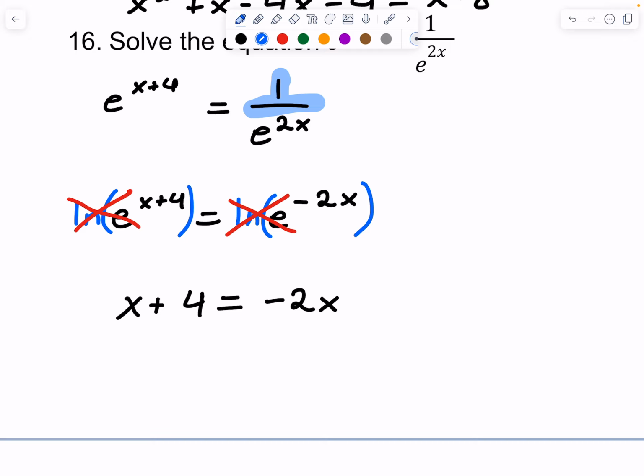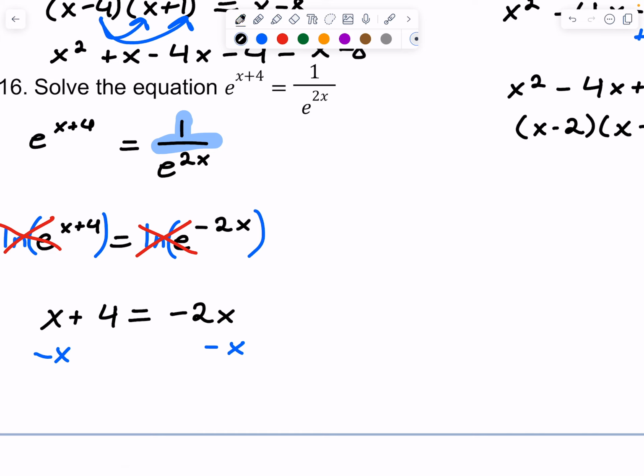I'm almost finished. From here, I'm just going to subtract x from both sides, and I get 4 equals negative 3x. And then I'm going to divide both sides by negative 3, and I end up with x equals negative 4 over 3.